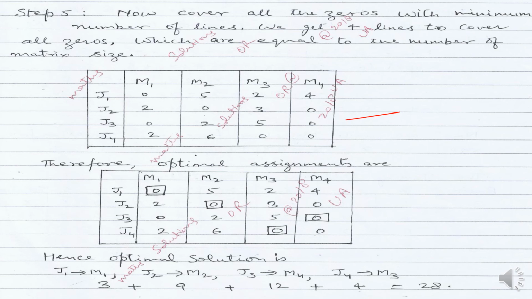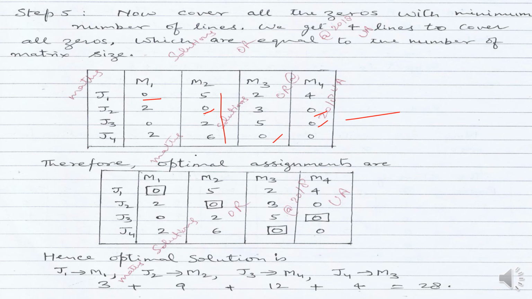So what we do, we see here, now we assign J1 to M1 and J2. We can see there again there are 2 options, M2 and M4, but when we see the column, only a single 0 element is there, so we will assign J2 to M2. J3 we can assign to M1 or M4, but M1 is already occupied by J1, so we will assign J3 to M4, and then we come to J4. J4 can be given to M3.